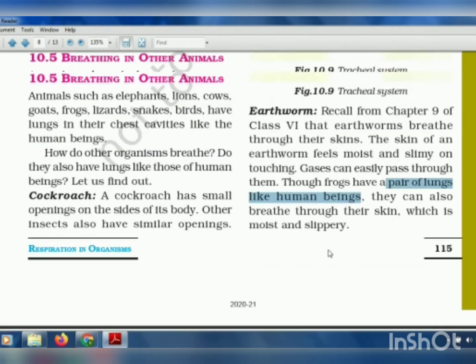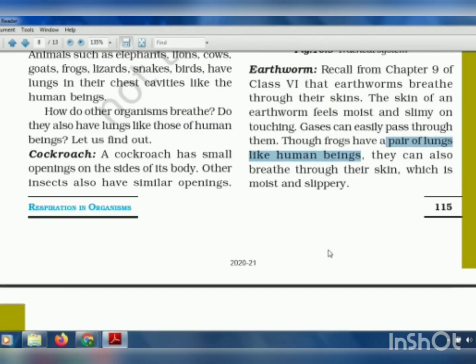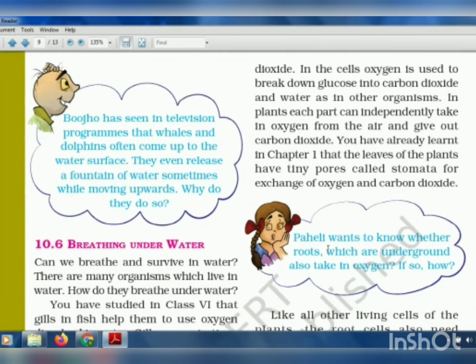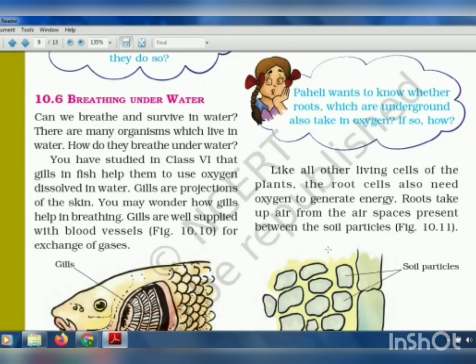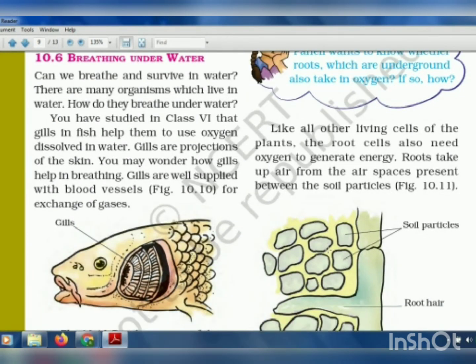So here we studied the first topic, what do we breathe out, and the second is how other animals breathe in water. We are all aware of the common animal which we studied that lives underwater, which is the fish.